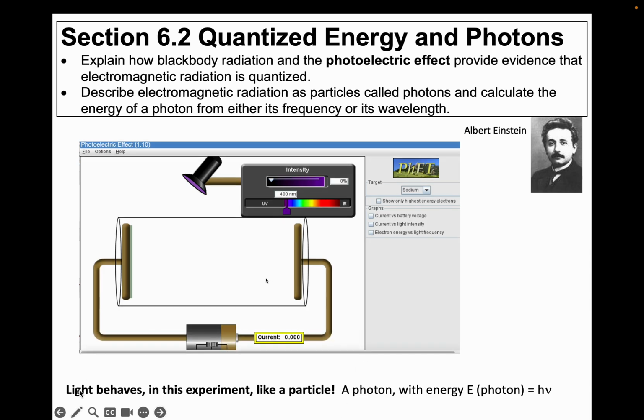If we were to take our simulation right here, we could turn on the light, and instead of having it shown just as a color, let's have it be shown as particles of light. Those particles are called photons. Each of the photons has a particular energy given by our expression E equals h nu. Within Einstein's interpretation, we're now thinking about E being the energy that a particular photon, a particle of light, has.